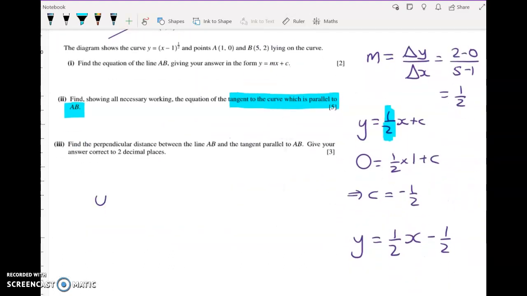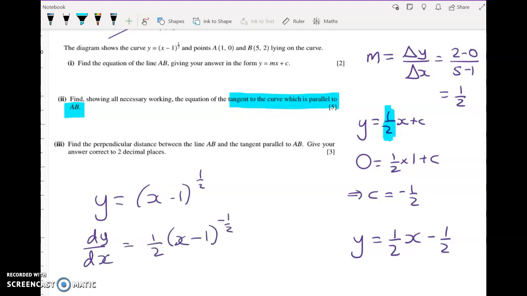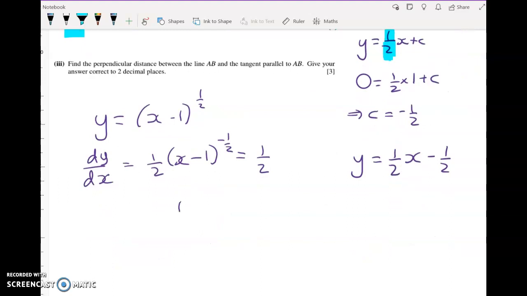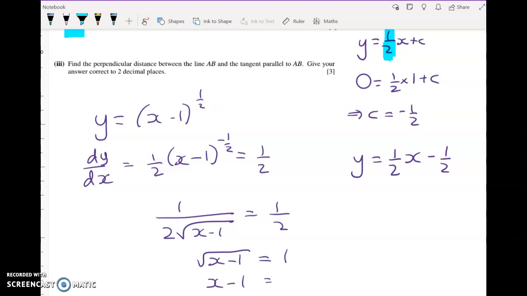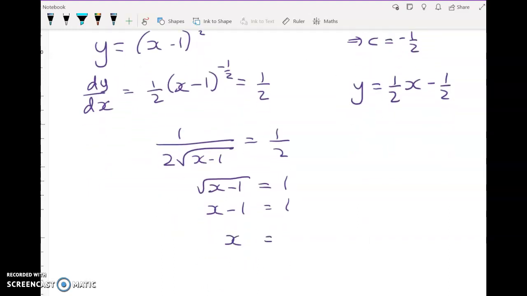All right, so what we're looking for is the equation of the tangent line. So the first step is to say y is equal to (x minus 1) to the power of 1/2. dy by dx is equal to 1/2 of (x minus 1) to the negative 1/2. And we want that to be equal to 1/2. So 1 over 2 root (x minus 1) is equal to 1/2. I can times both sides through by 2, and cross multiplying gives root (x minus 1) is equal to 1. Squaring both sides gives me x minus 1 is equal to 1. So x is equal to 2.